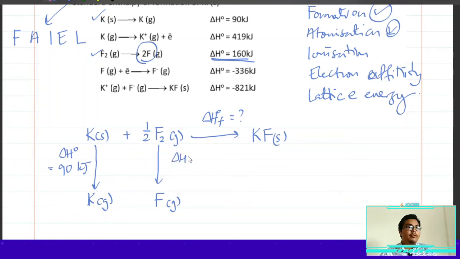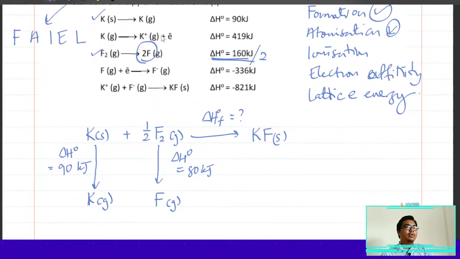Jadi apa kita kena buat? The value of 160 ni kita bahagikan dia dengan 2. So what you'll get is 80 kilojoule. Okay, 80 kilojoule. Okay, so because that's untuk yang ini 1 mole, yang atas ni 2 mole. Okay, so sesuaikan dengan nilai berapa mole yang terhasil. Okay, next, so itu kita settle untuk atomization process. Settle. Okay, next part is for the process of I dan juga E, ionization and electron affinity.